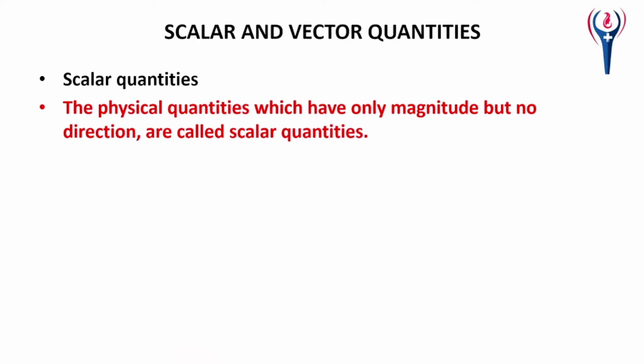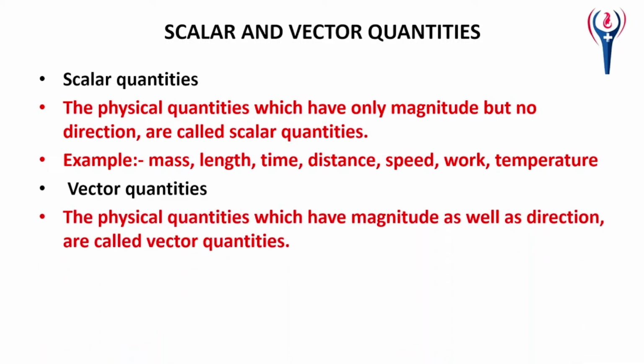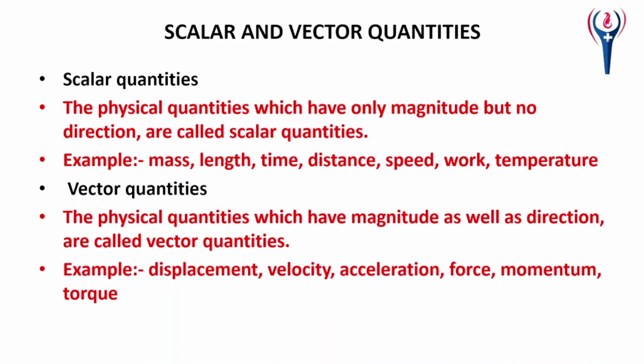A scalar quantity, as we just discussed, has only magnitude and no direction. Examples: length, mass, time, distance, speed, work, temperature, etc. A vector quantity has both magnitude as well as direction. Examples: displacement, velocity, acceleration, force, momentum, torque, etc.